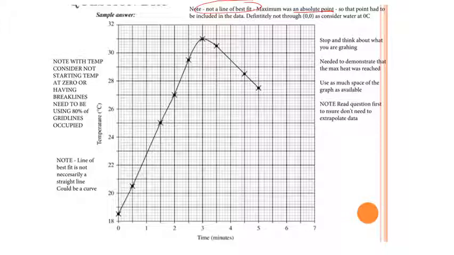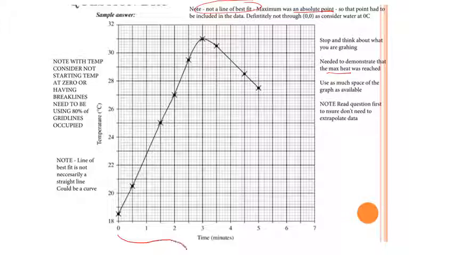Now, you do need to think about what you're graphing. A lot of these graphs, especially the ones in the past, may not necessarily have even increments, which is something you have to think about. As we said here, you need to demonstrate that the maximum heat was reached, and we said where that point is. You need to use as much space as possible.